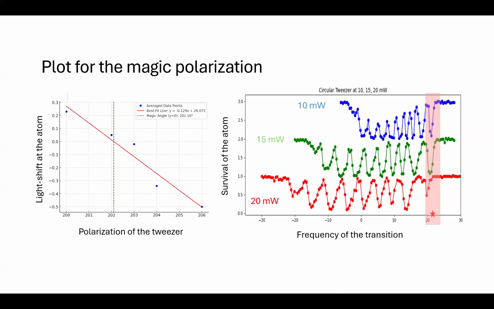A quick question. Do you worry about, so you can achieve the magic condition empirically, but because the tightly focused beam also develops axial field components, things like that, do you have a full understanding of how the polarization will look when you achieve magic? Wait, is the question that since it is focused down, the polarization should change depending on where the atom is with respect to the tweezer? Yes.